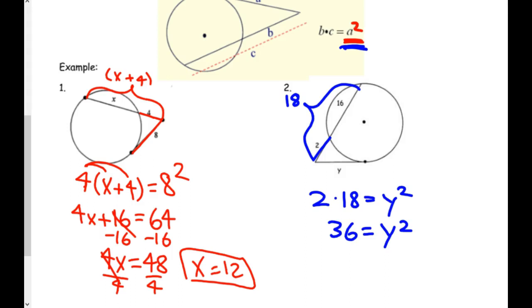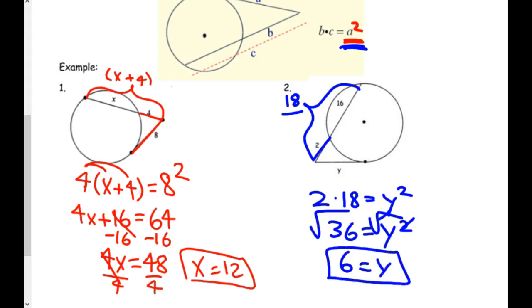16? For what? Yes, because this right here? No, because it's the whole thing. You do the 2 plus the 16 to get the 18. So yeah, this 18 is correct. It's not 16 because it's supposed to be outside times whole thing, 18. And then to get rid of a square, we square root. And what is the square root of 36? 6.